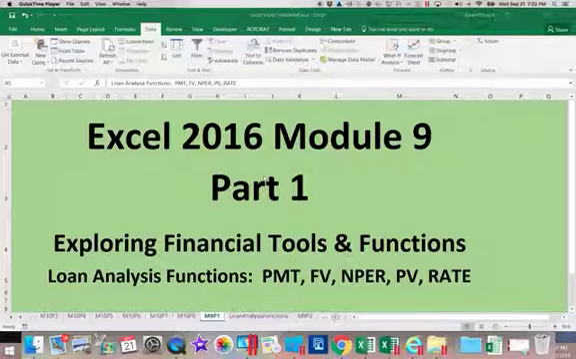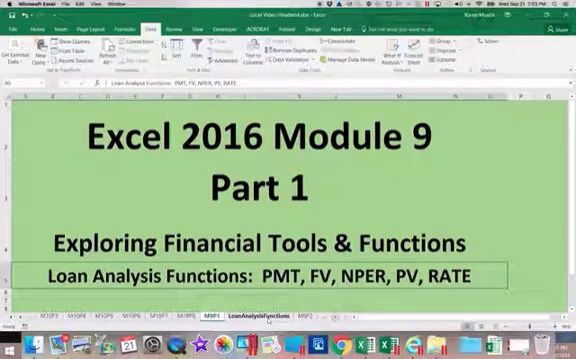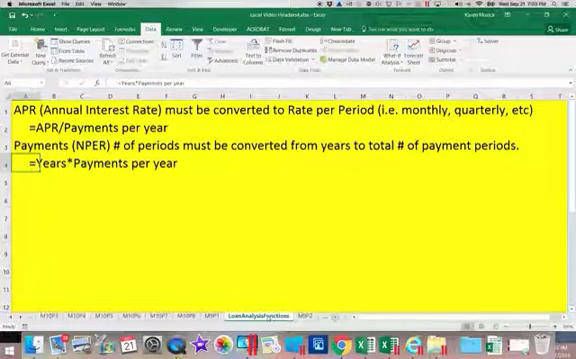analysis. We can calculate the payment, the future value, the number of payment periods, the present value, as well as the interest rate. And all of these functions require us to convert, first of all, the annual interest rate. We must convert that into a rate per period.